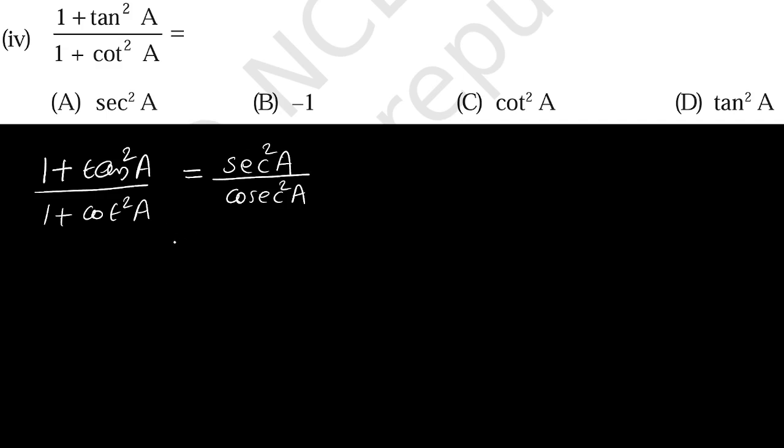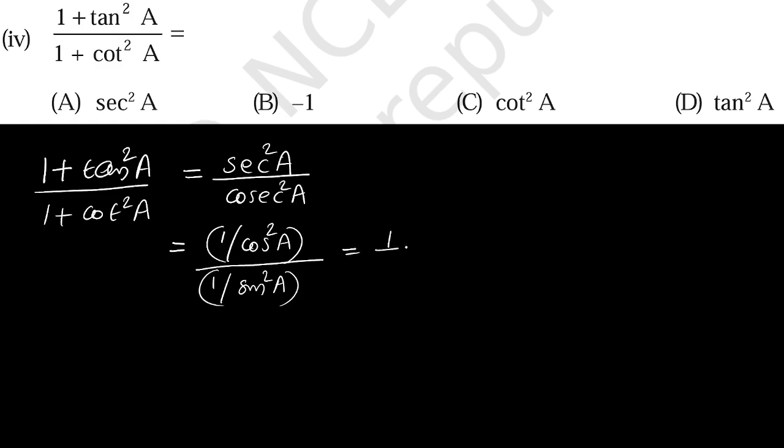So sec square a by cosec square a. Sec square a will be 1 by cos square a. We can write like this because sec is 1 by cos a. Cosec a is 1 by sin a, so cosec square a will be 1 by sin square a. So 1 by cos square a into, division means multiplying with the reciprocal. We will multiply with the reciprocal of the denominator.